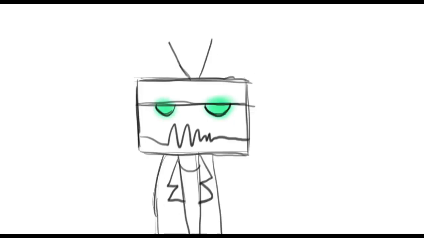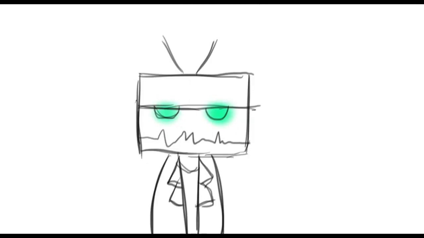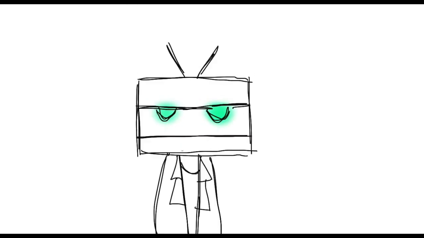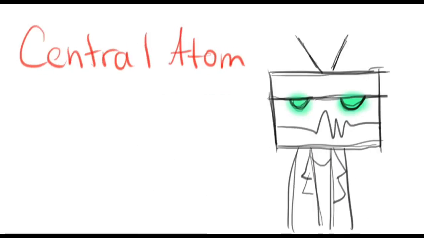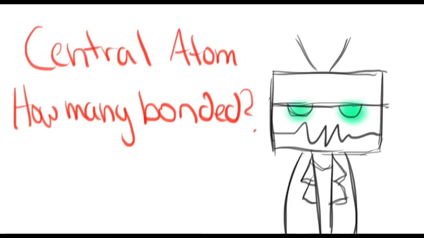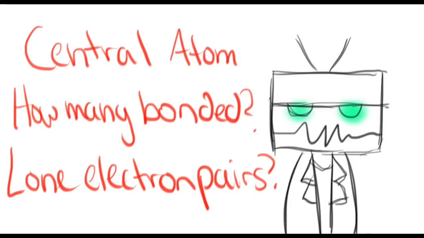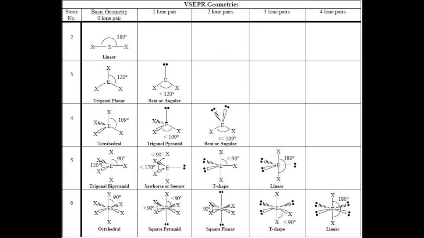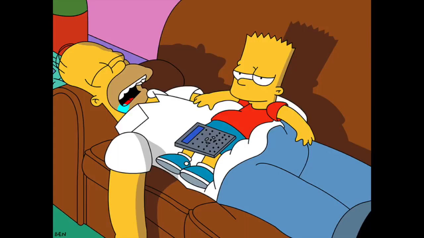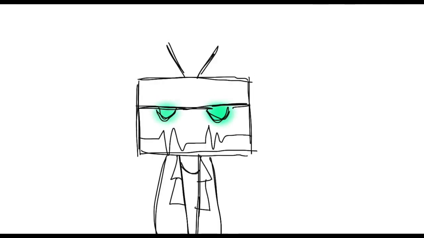To use this model to predict the shape of a molecule, you need to know 3 things. Which atom is the central atom? How many atoms are bonded to the central atom? And how many lone electron pairs the central atom has? With this information you can find the molecule's shape using the VSEPR chart. With practice, even your human mind, you will be able to automatically tell the shape of a molecule. For now, however, you must memorize the most basic shapes.